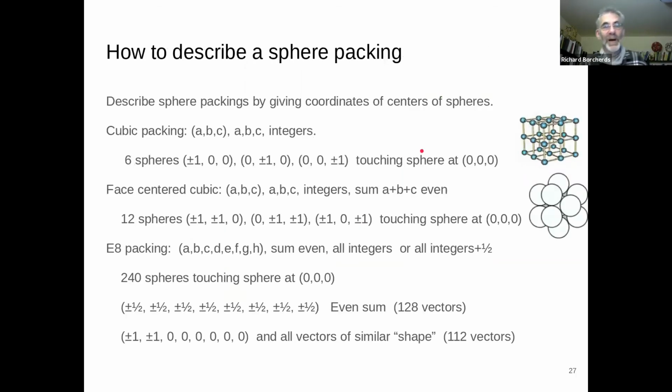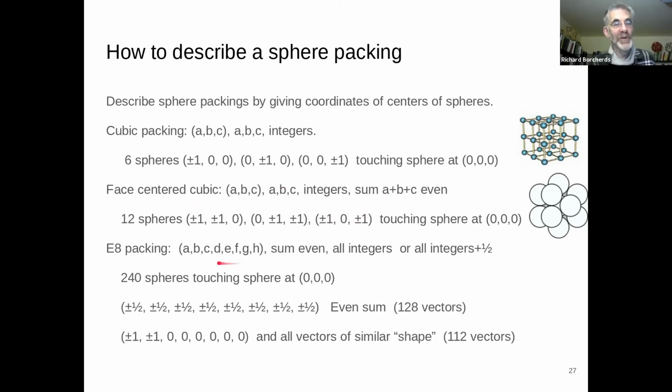So how do we describe the sphere packing in 8 dimensions? Well, the easy way to describe a sphere packing is to give the coordinates of the centers of its spheres. So if I want to describe the usual cubical packing like this one here, I can just say the centers are all numbers a, b, c with a, b, c integers. And you can see there are 6 spheres touching a given sphere. For face-centered cubic, the centers consist of all numbers a, b, c whose sum is even. And then you can see there are these 12 spheres all touching the sphere at the origin.